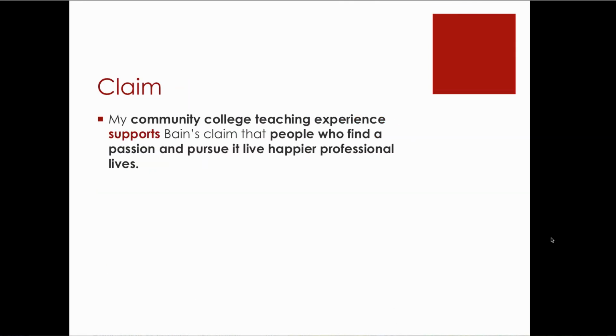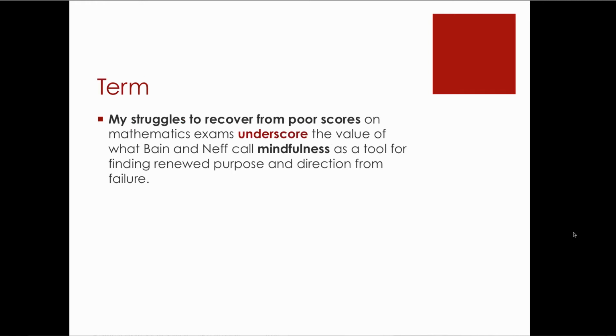Okay, let's look at a topic sentence that's about a claim. In this case, you can see that the claim is a paraphrase of an important idea from the text that Bain discusses. And here, the verb supports links my community college teaching experience with Bain's argument about passion and the happier life that passion can bring you.